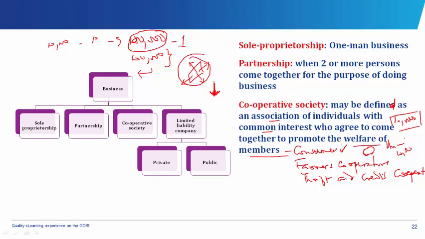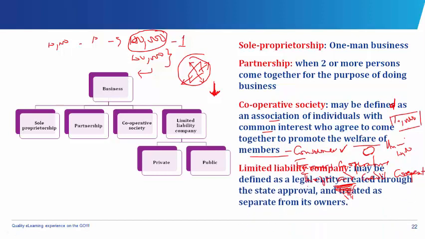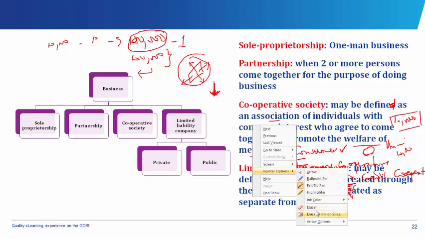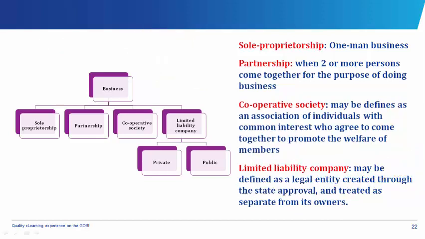Now, thrifts and credits. From the name, it's about access to funds. So they pool resources together, and the members can easily access that particular fund to run the business. Okay. Now, the last type, the limited liability company, they are defined as a legal entity created through state approval and treated as separate from its owners.